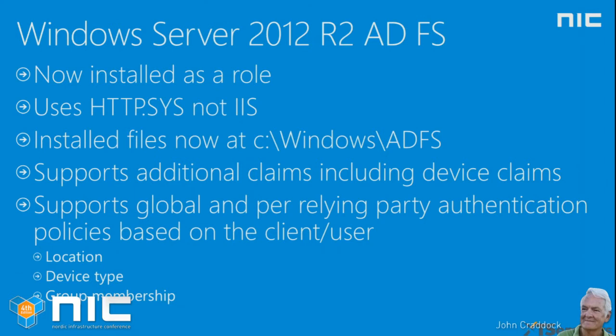So you can say, if you're coming from an unregistered device, you must use multi-factor authentication. And that multi-factor authentication could be phone factor, it could be using certificates. And those authentication policies can be based on location. Is the device inside the corporate network? Is it outside? To be able to tell whether it's inside or outside, what we need is the web application proxy. So if we're outside the web application proxy, we'll have one claim. If we're inside the web application proxy, we'll have a different claim. And we can make the decision on inside, outside, device type, and also group membership.